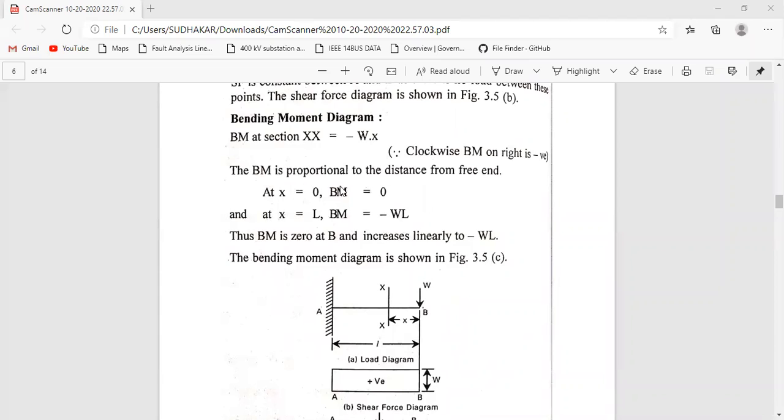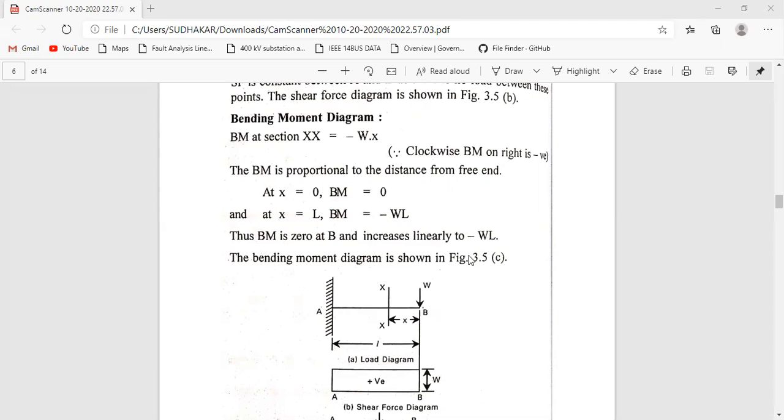The bending moment is proportional to the distance from the free end. The bending moment at x equals 0 whenever x is 0, in the sense at the point B. So here the bending moment will be 0. Why? Because W into 0 distance, there is no distance. That's why the bending moment will be 0. Whenever the length is L, the bending moment will be W into L. It is negative.